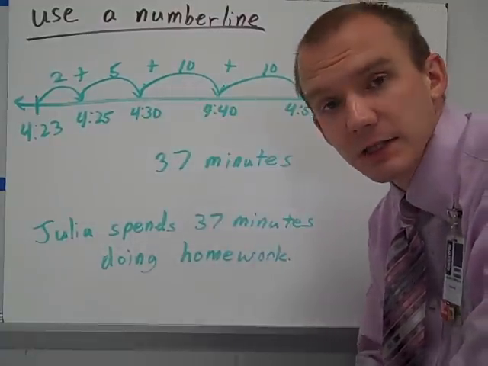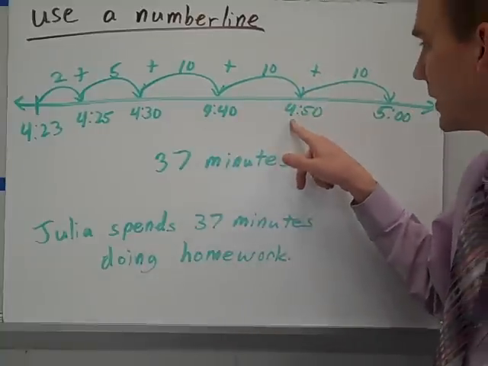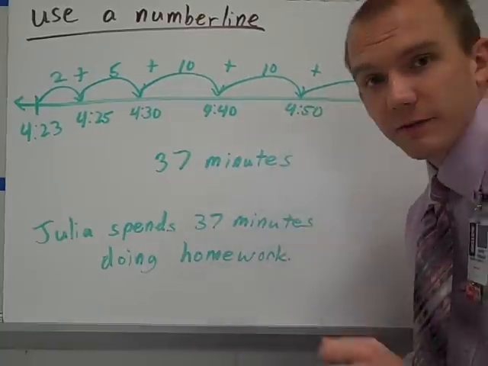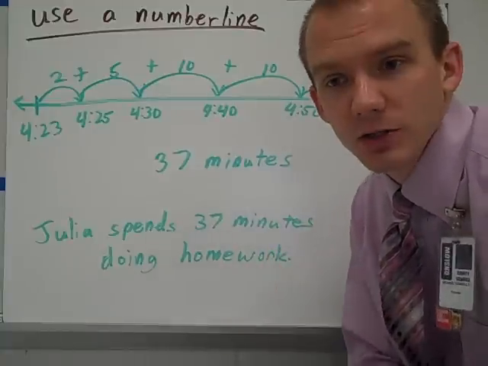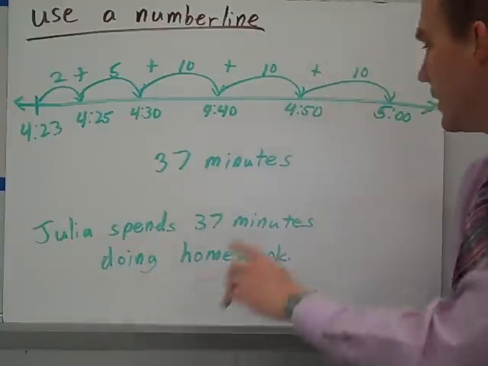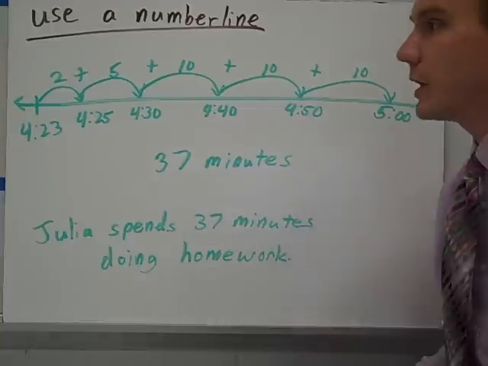Still not at 5 o'clock. Let's jump again. 10 more minutes. 4:50. Not at 5 o'clock yet. 10 more minutes. And wait, that would be 4:60. Oh no, that's 5 o'clock, because once you hit 60 minutes, you go to the next hour. So now I'm at the end time of 5 o'clock.